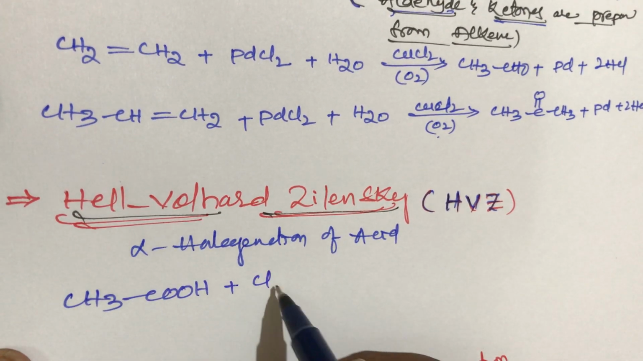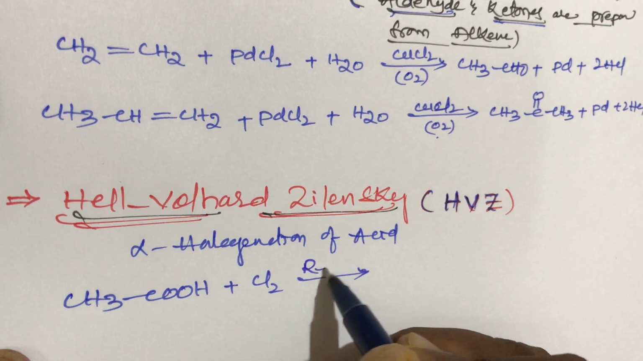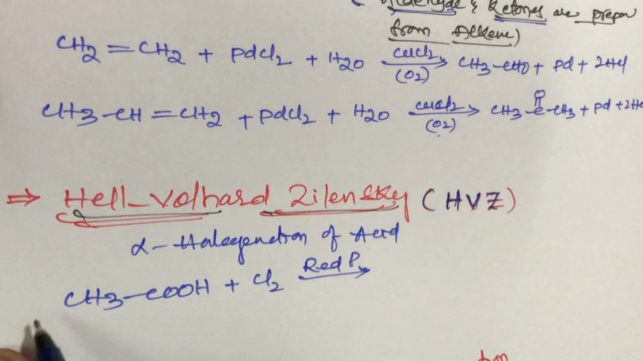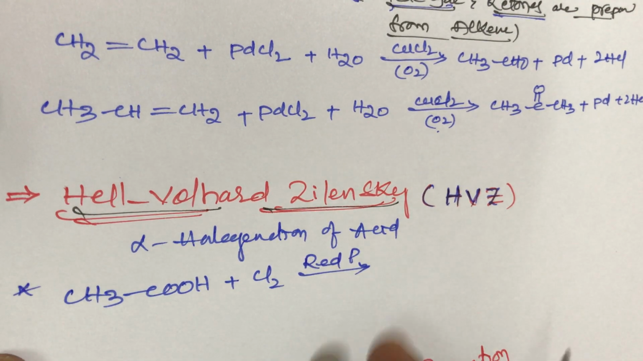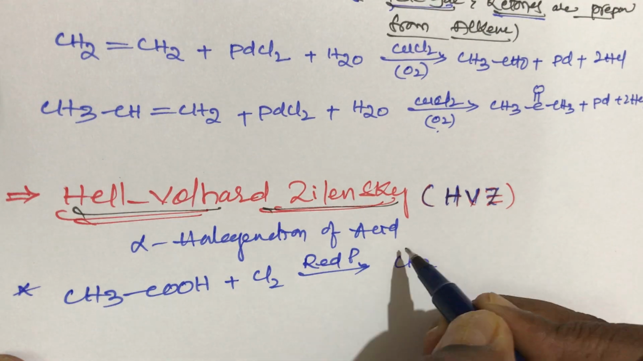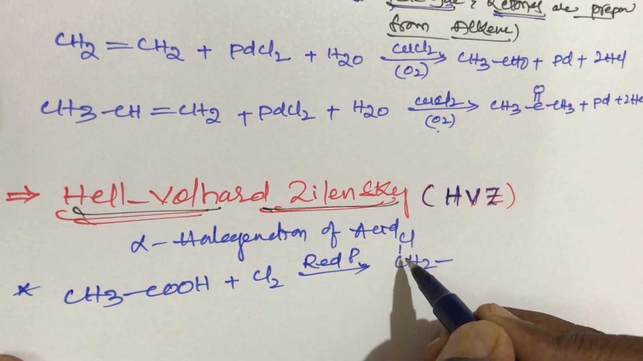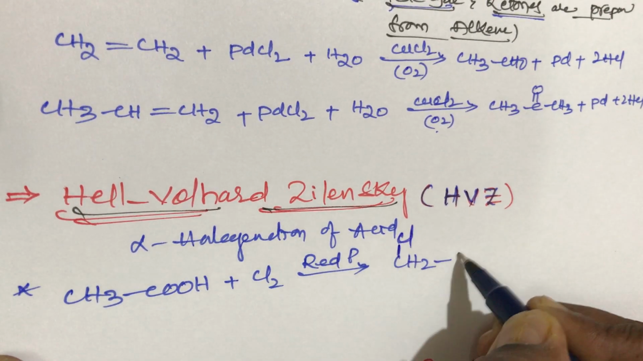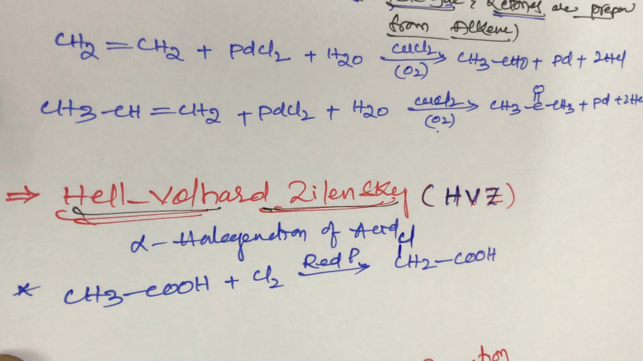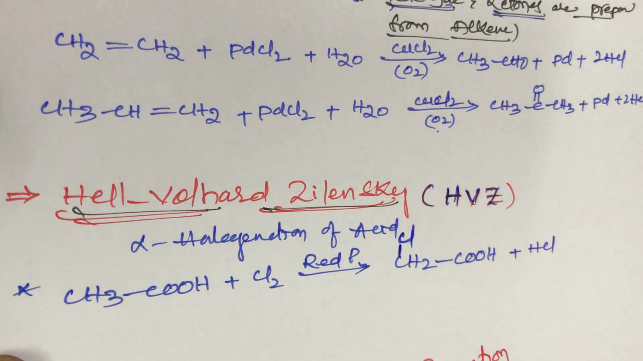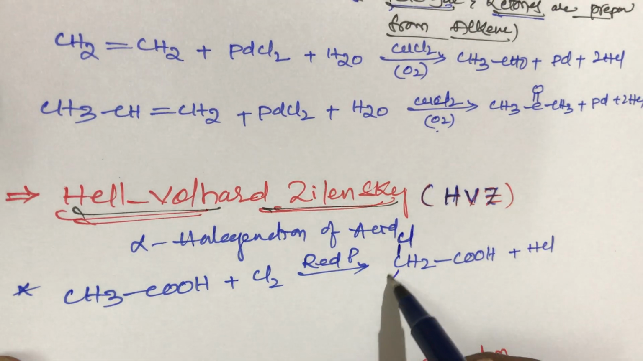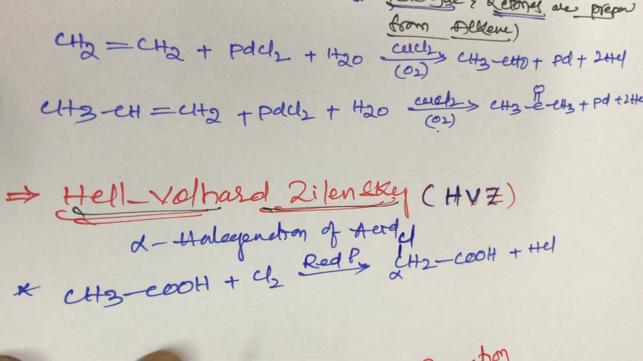reacts with chlorine in the presence of red phosphorus, it is also very important. When acetic acid reacts with chlorine in the presence of red phosphorus, we get alpha chloroacetic acid, CH2Cl COOH, plus hydrochloric acid. This is called alpha chlorination. So here this is the alpha halogen, called alpha chloroacetic acid.